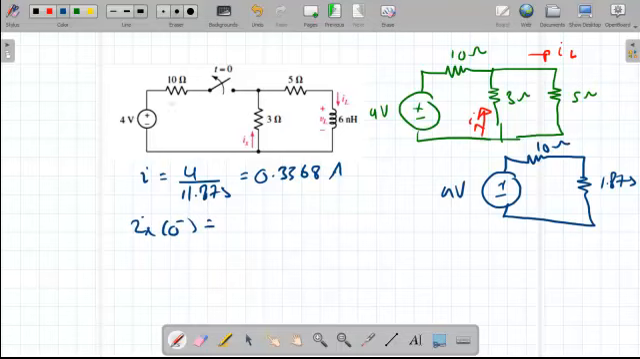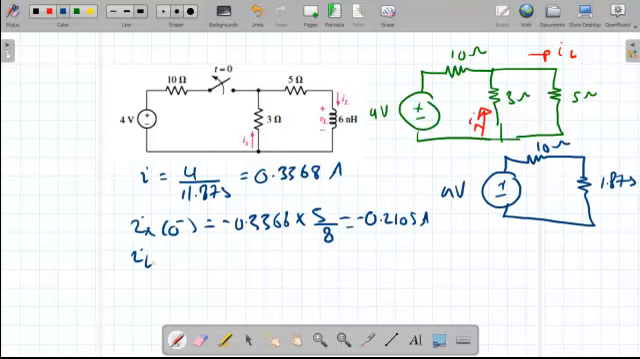So IX 0 minus, we apply just the current divider. Because I is in this direction, opposite to IX, we say minus 0.3368 times 5 over 8. 5, this is the resistor, the current divider. So 5 plus 3 becomes 8. So it becomes minus 0.105 amp.